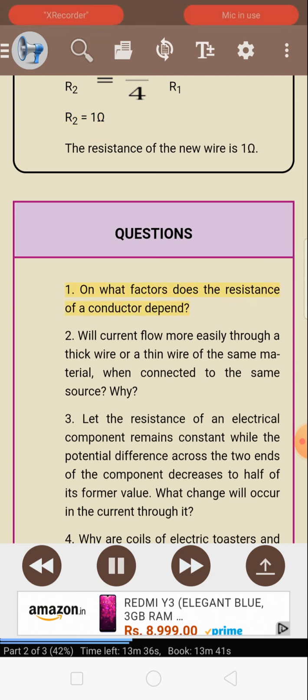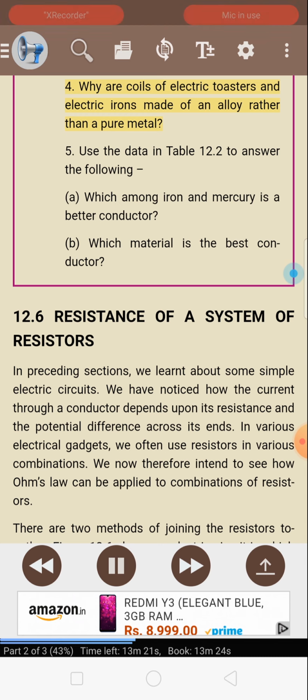Questions. 1. On what factors does the resistance of a conductor depend? 2. Will current flow more easily through a thick wire or a thin wire of the same material when connected to the same source? Why? 3. Let the resistance of an electrical component remain constant while the potential difference across the two ends of the component decreases to half of its former value. What change will occur in the current through it? 4. Why are coils of electric toasters and electric irons made of an alloy rather than a pure metal? 5. Use the data in table 12.2 to answer the following. A. Which among iron and mercury is a better conductor? B. Which material is the best conductor?